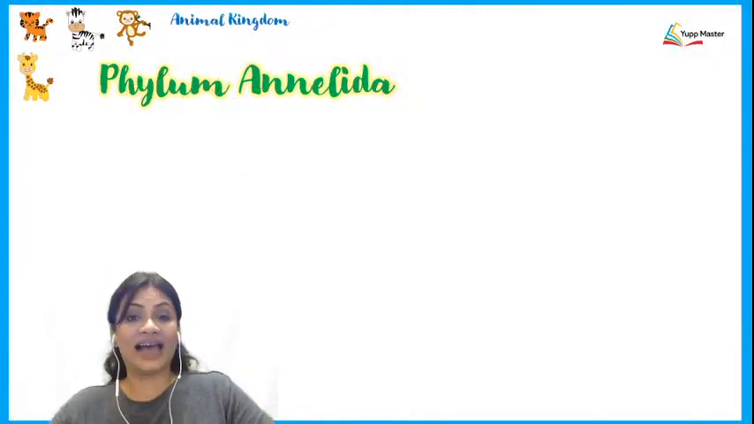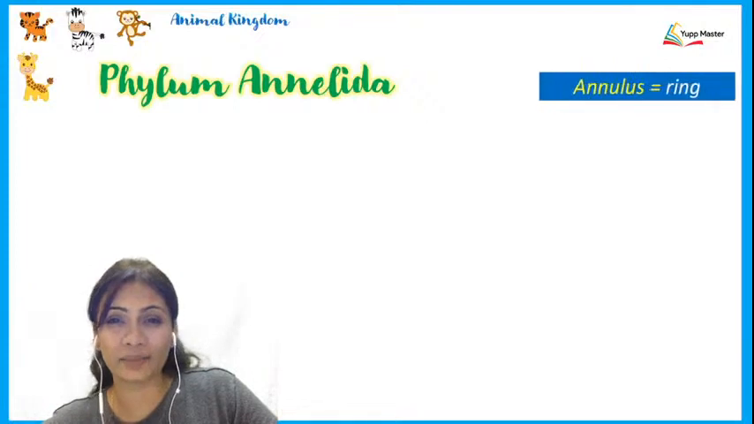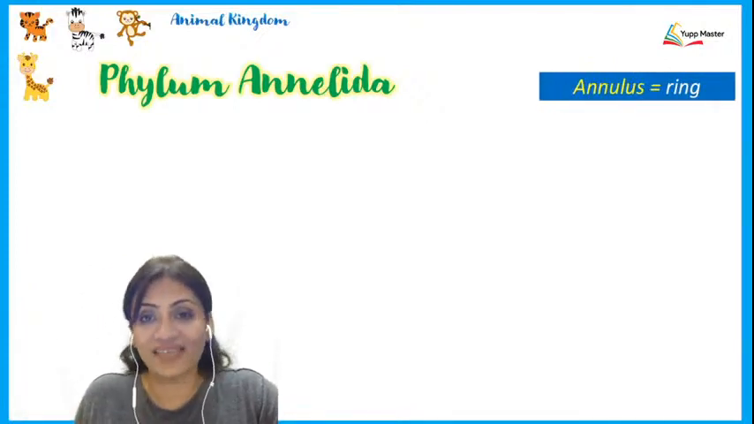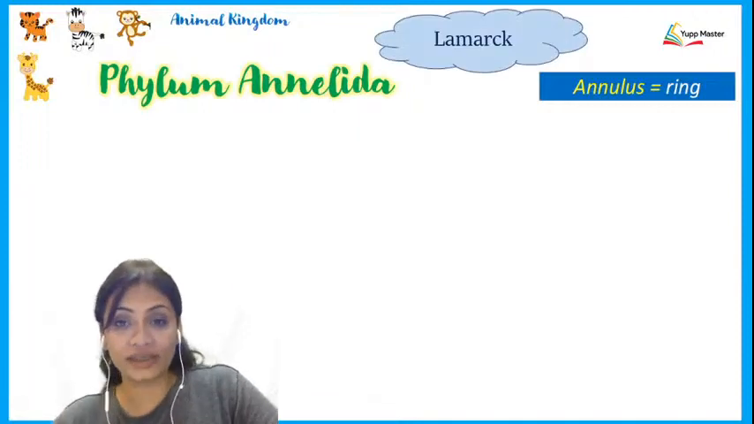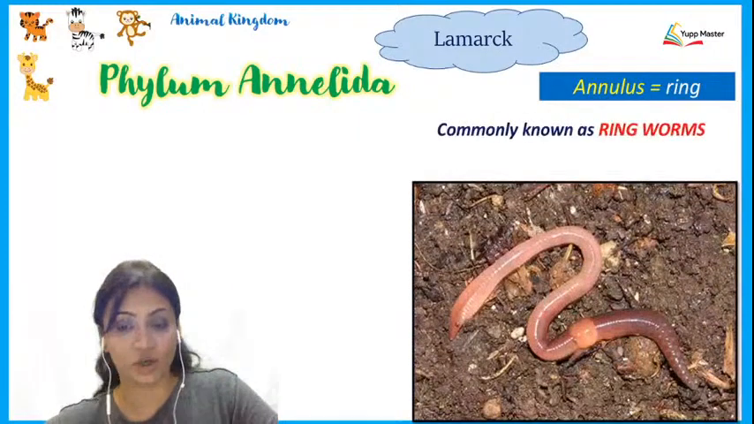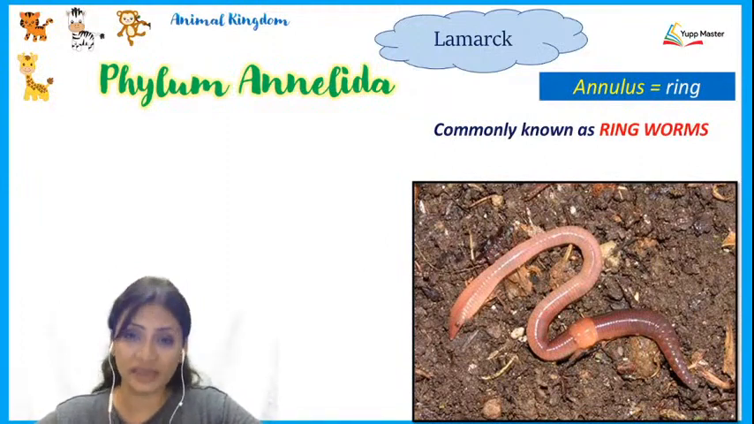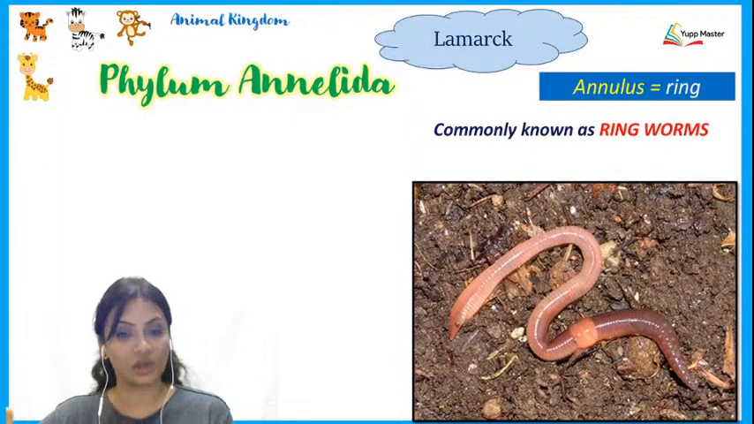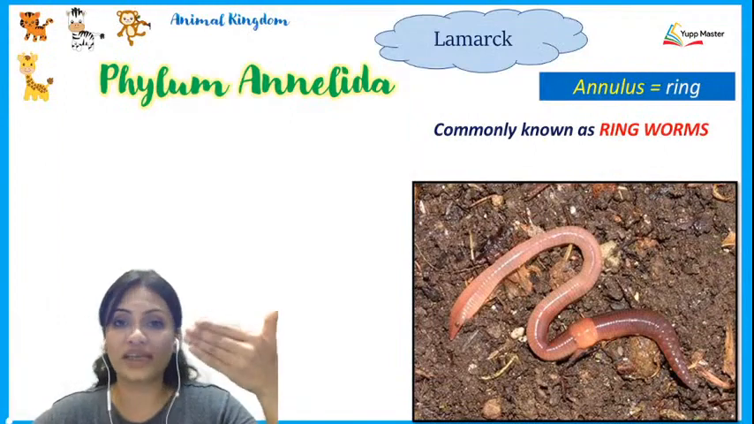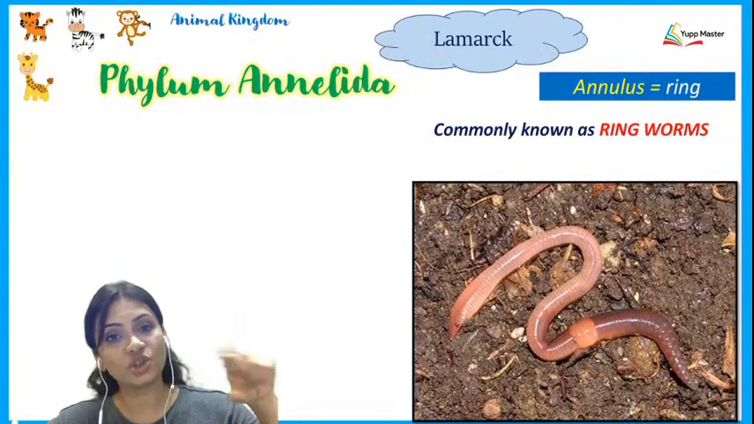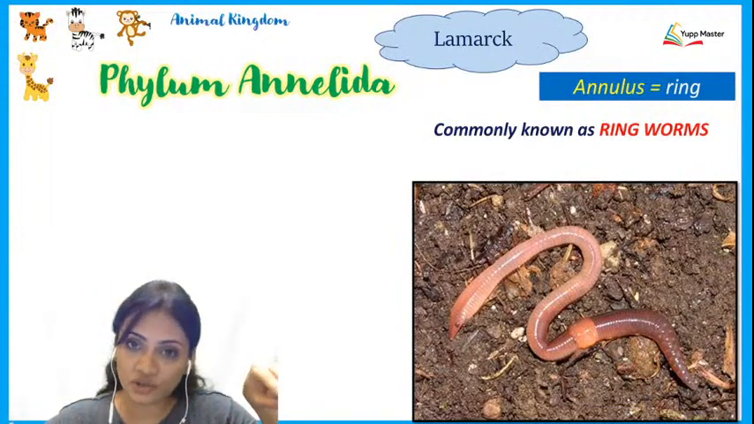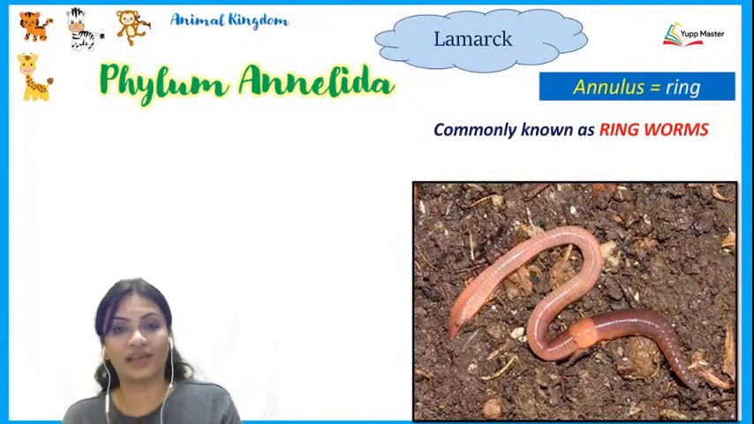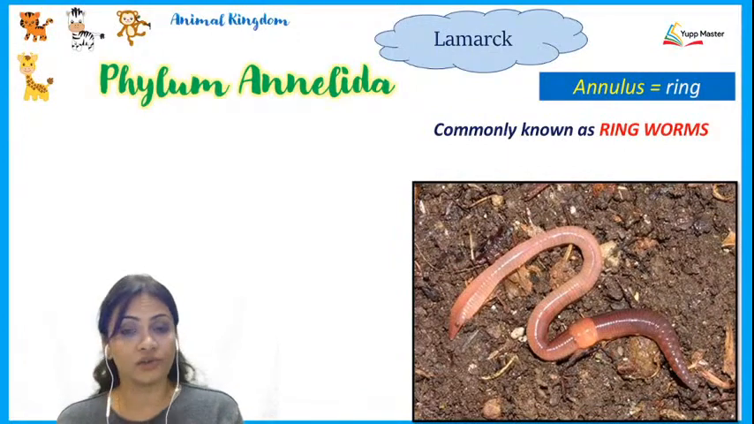Annelida is all about the ringworms, because the word annulus means ring, and this name itself was coined by Lamarck, a scientist. These worms are commonly called ringworms. Why? Because when you take a cross section, the external structure of this worm looks just like a ring. That's why these worms are also called ringworms.